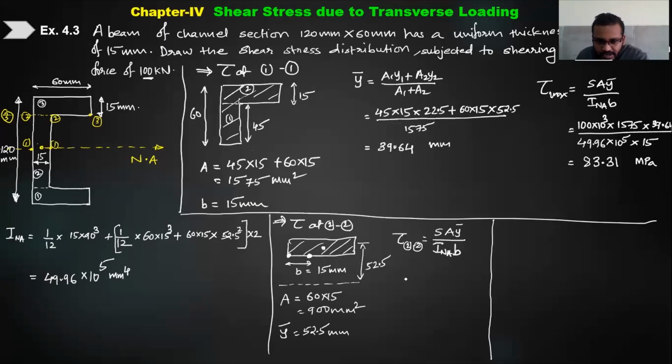Now we will substitute quickly. Tell me the value of S, I write directly 10⁵. 100 into 10⁵ is 10⁵. Area is 900. The y bar is 52.5 upon what is my neutral axis inertia, 49.96 into 10⁵. And what is my width, 15 mm. So how much will be the answer? 63.05. 63.05 MPa. Right. Yes.